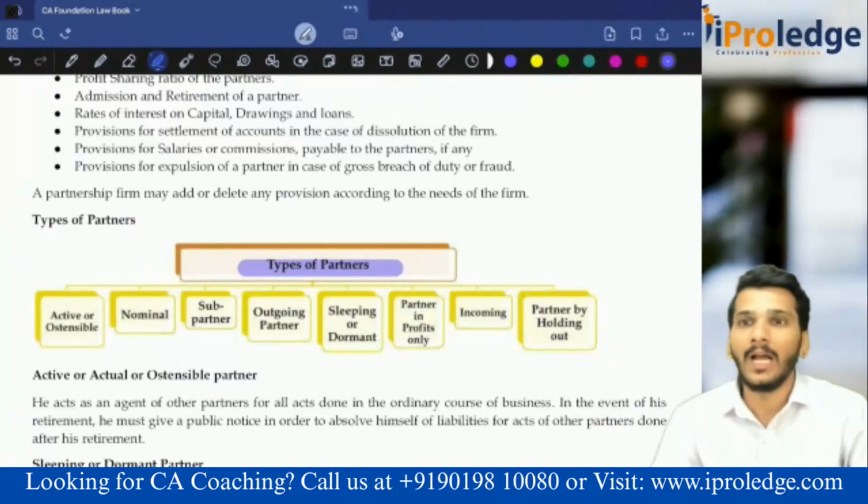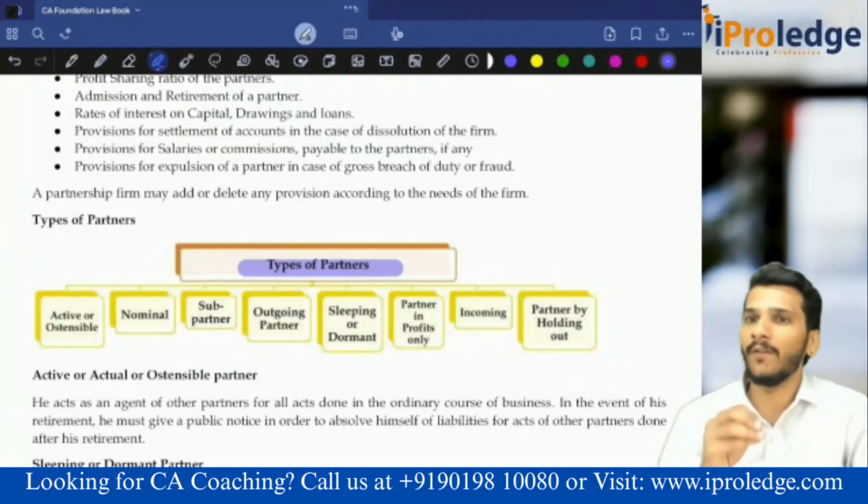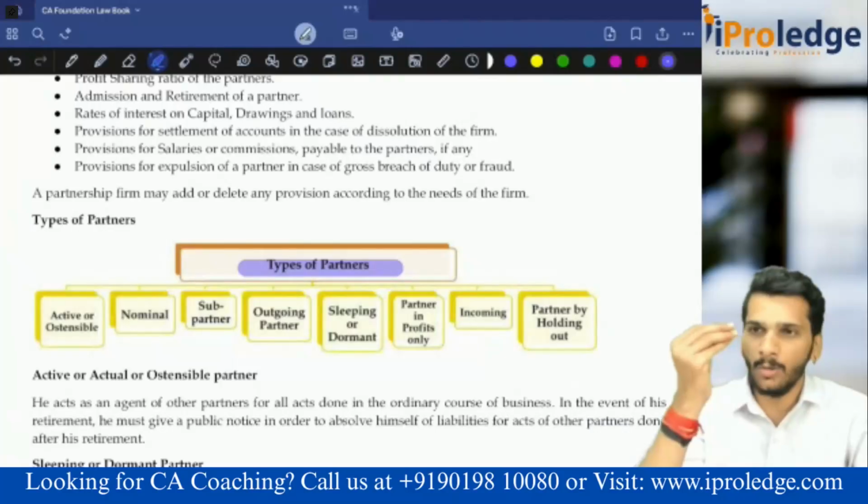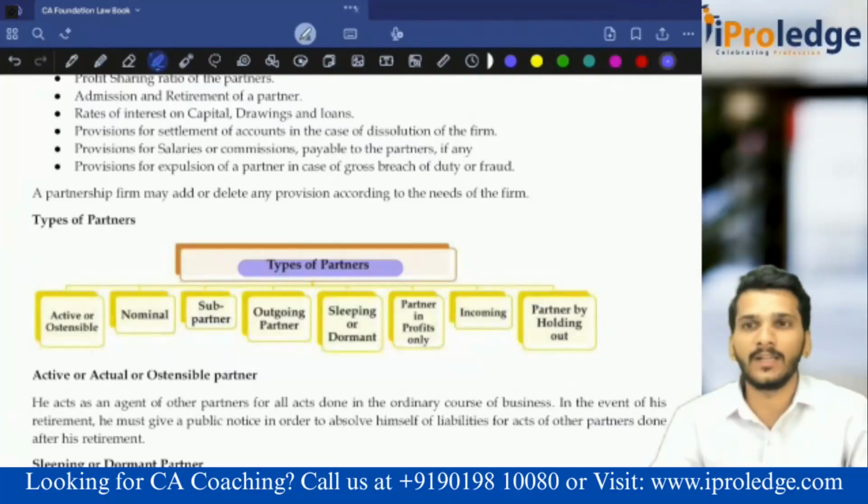But in case of a sleeping partner, at appointment and retirement, there is no need of any public notice because they are just sleeping. They don't know how the firm is working because they are like Kumbhakarna.